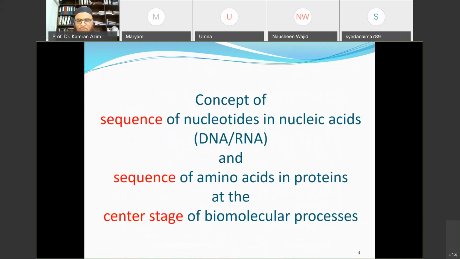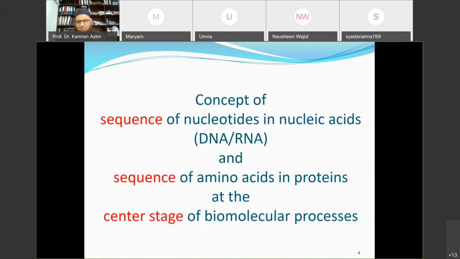And the concept of the sequence of nucleotides in nucleic acids and the sequence of amino acids in proteins is at the center stage of biomolecular processes. It is an important aspect: what is the sequence of amino acids in a protein, and what is the sequence of nucleotides in DNA and RNA. It is a very important and basic aspect of biomolecular processes.